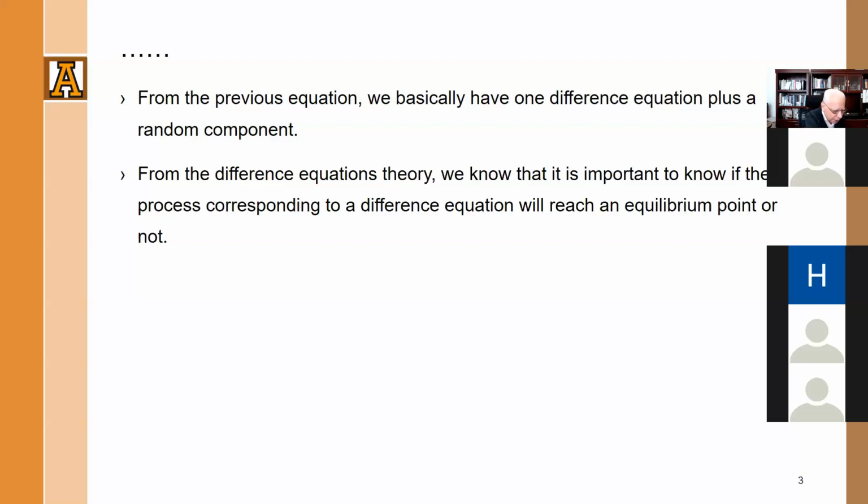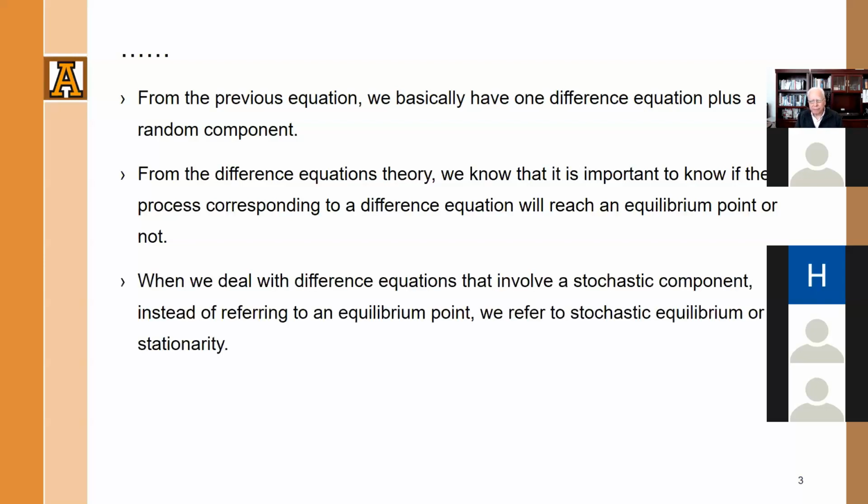Okay, in deterministic difference equations, you need to make sure that the difference equation reaches an equilibrium point. That would be the equivalent if we induce the random component, because we have this random component here. Now, if we induce the random component, then instead of talking about reaching an equilibrium point of the difference equation, we'll talk about stationarity. Okay, so dealing with the stochastic component, instead of referring to the equilibrium point, we'll refer to a stochastic equilibrium, which is a stationarity.